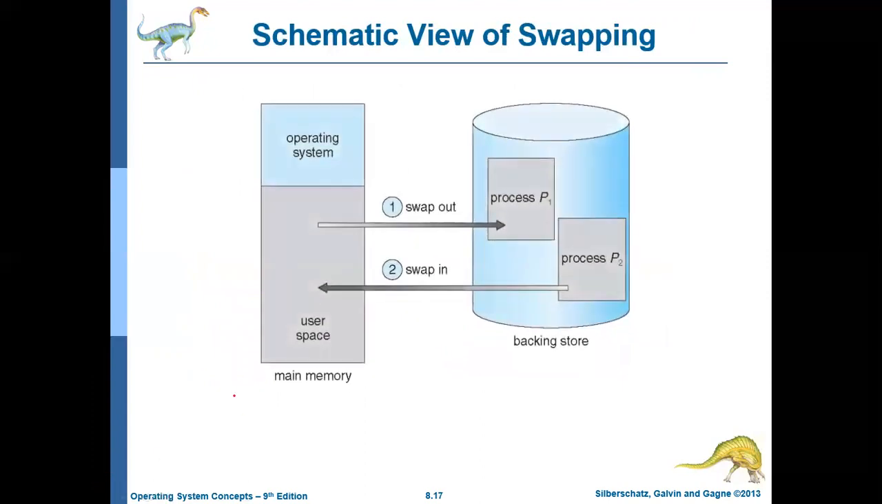So here is a schematic view of swapping. We can see the operating system and the set of processes. The process that is moved out is called swapped out, and the process that is moved in is called swapped in. So here P2 is swapped out and P1 is swapped in. Right?